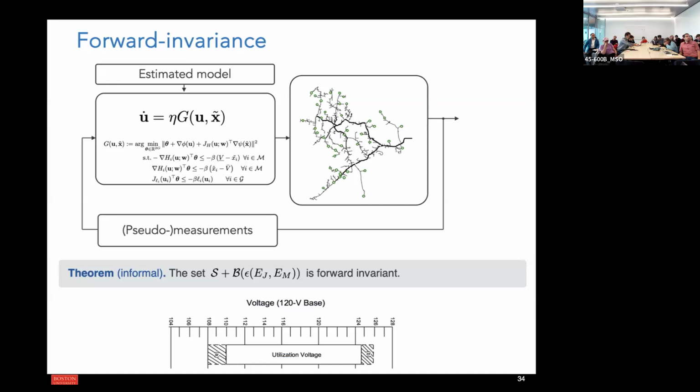Now, most importantly, we have a practical forward invariance of my set of voltages in the system. This basically tells you that the set S, which, remember, collects upper and lower bounds on the voltage and the feasible set of my inverters, inflated, where the radius of the ball is proportional by a small factor to EJ and EM, is forward invariant. And again, if magically these errors are not present, the actual region is forward invariant.